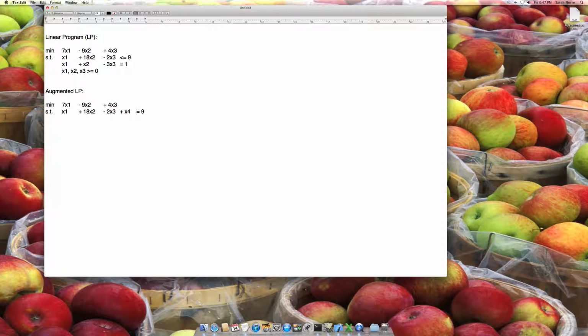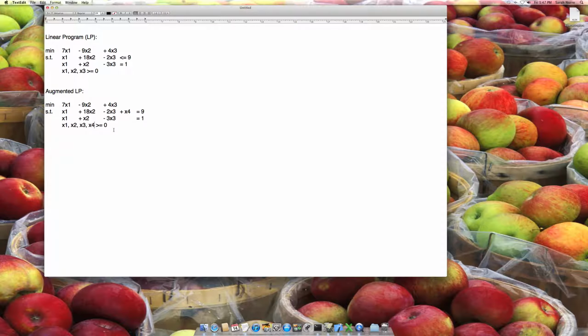So before, if this had evaluated to less than 9, this x4 value could be positive and it would make it equal to 9. This next constraint is already an equality, so we can just keep it as is. But now I need to have non-negativity for my original 3 variables, but also for my new slack variable x4. So this would be my augmented LP.